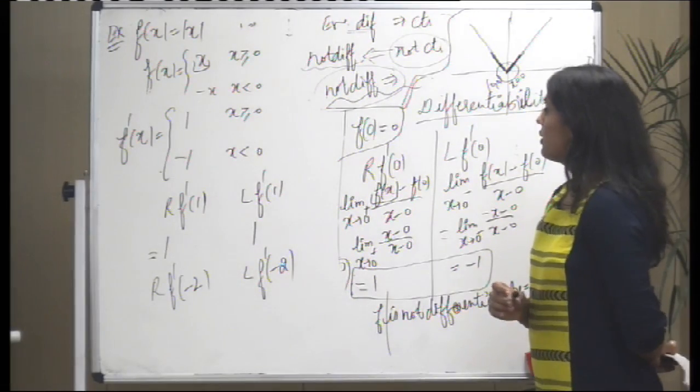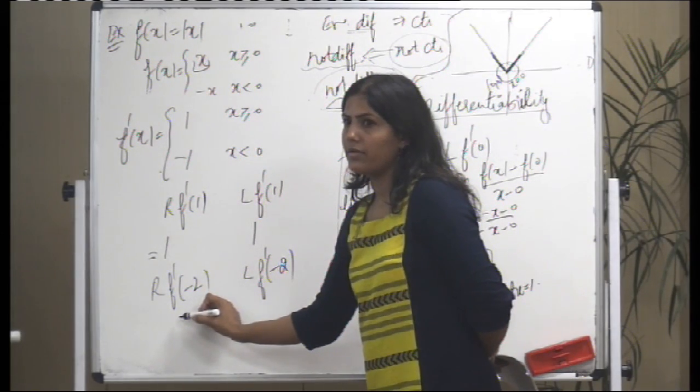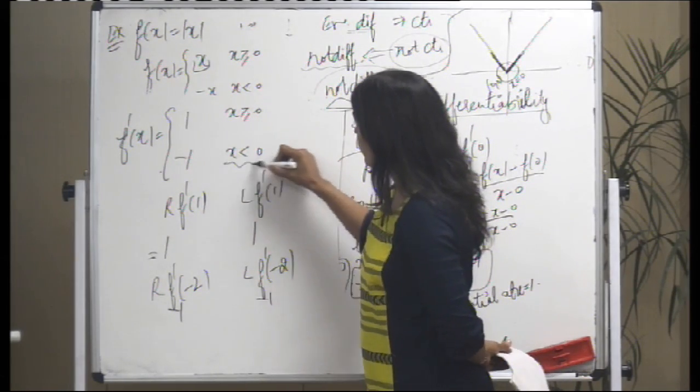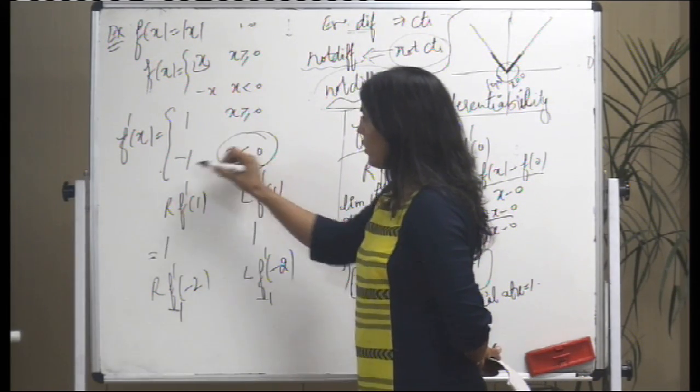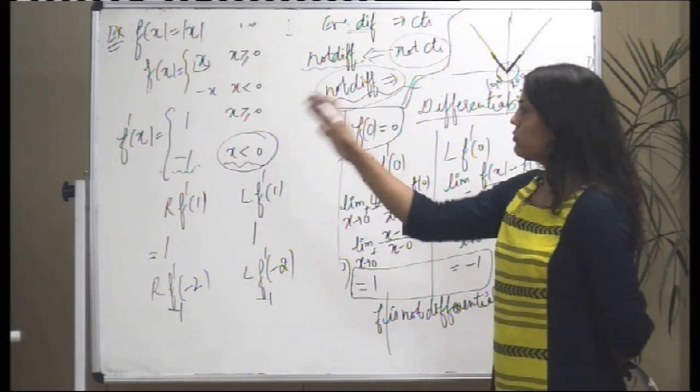Minus, who said minus 2? Minus 1 and minus 1. It is very clear that for points less than 0, this derivative is minus 1. So this is the direct method. It's up to you which method you want to apply.